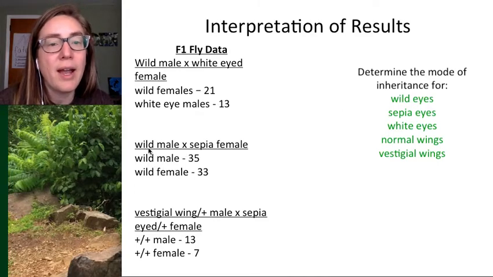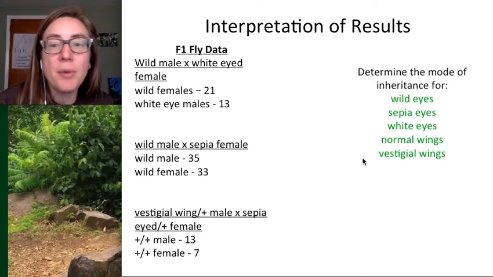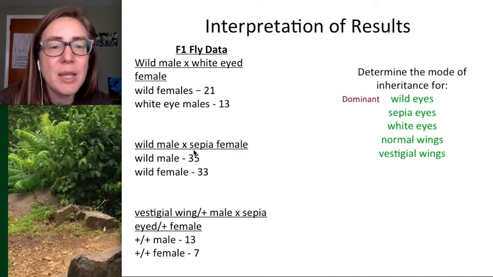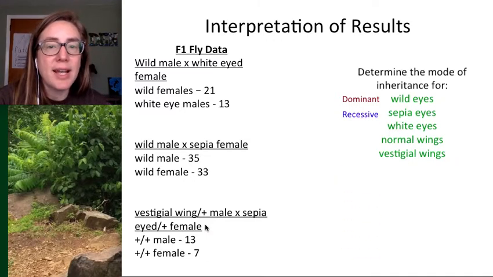Here I have a wild and sepia eye parent, and only the offspring have wild eyes. Same here. I don't even have wild-eyed mentioned, but this plus means wild, so it looks like they have wild everything, wings and eye color. So I'm going to say that wild eyes is dominant, and because sepia was hidden here and here, I'm going to say that sepia is recessive.